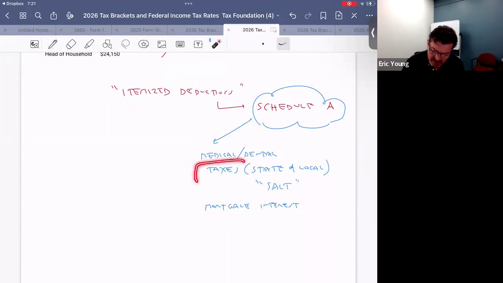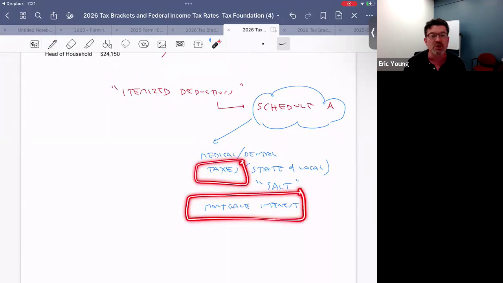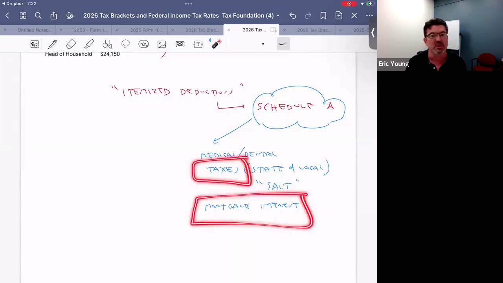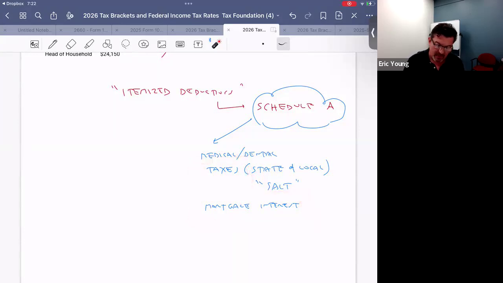Because your property taxes and the interest on your mortgage are itemizable deductions. And especially in parts of the country where real estate's really expensive, you're going to pay a lot of property tax and a lot of mortgage interest, and you can deduct that. You can also deduct charity contributions as well. So these are the big ones.